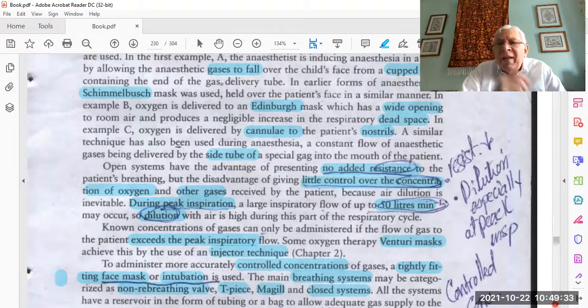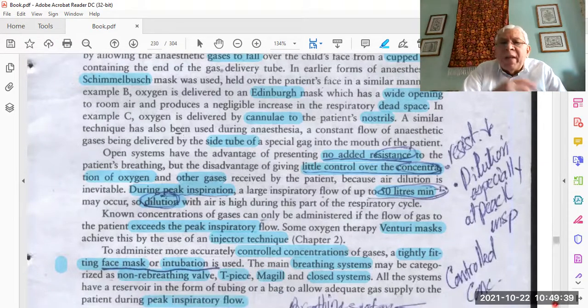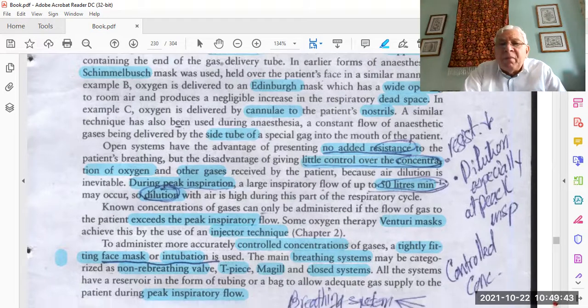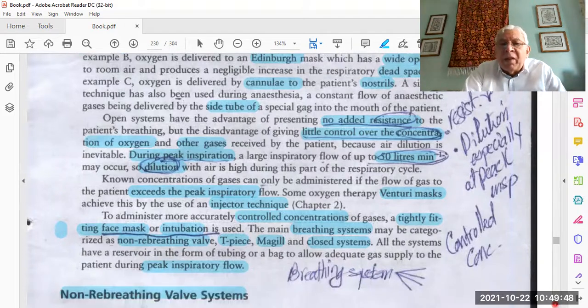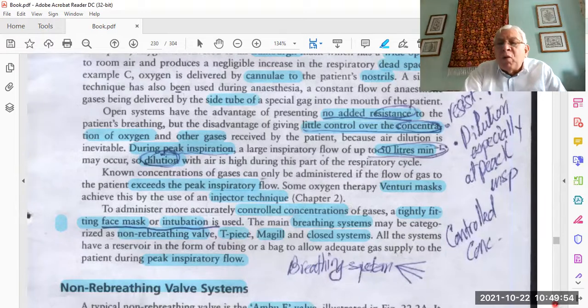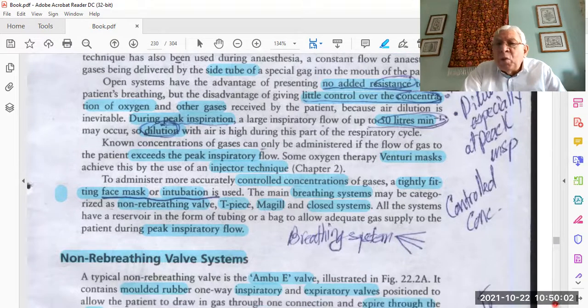Of course, all this open mask has minimal dead space. And we'll see later on the cannula, which is administered to the nostril by the side tube. Of course, with all this, there is no added resistance. It's difficult to control the concentration of the anesthetic administered in such circumstances. Sometimes you can supplement oxygen through the system.